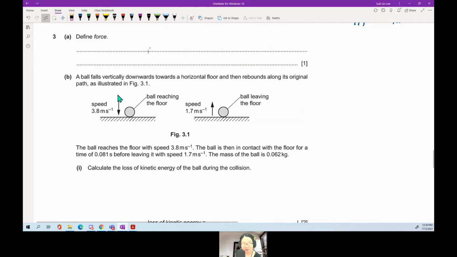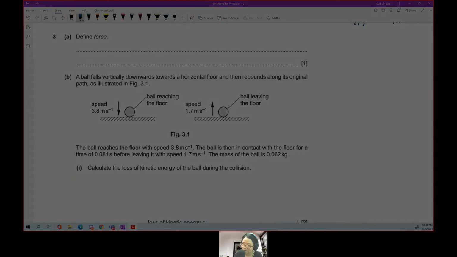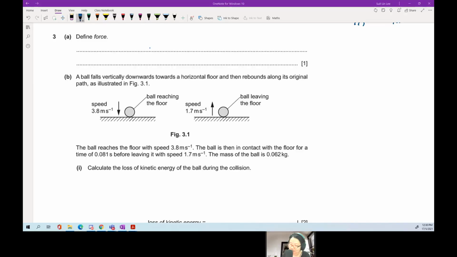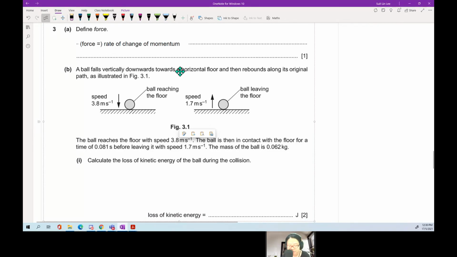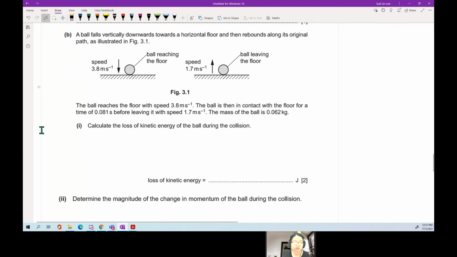Question 3. Define force. F equal ma will get you 0 marks, okay? Many times now lah. Now I paste the mark scheme here lah. Rate of change of momentum. All definitions for kinematics, mechanics are all rate of change of something. Don't write the equation, no mark one.